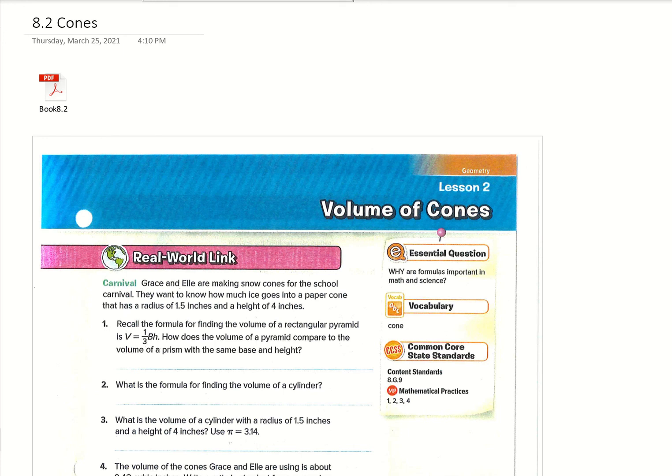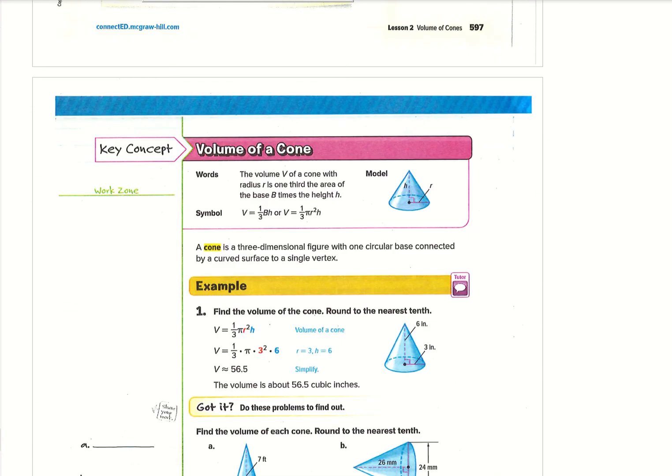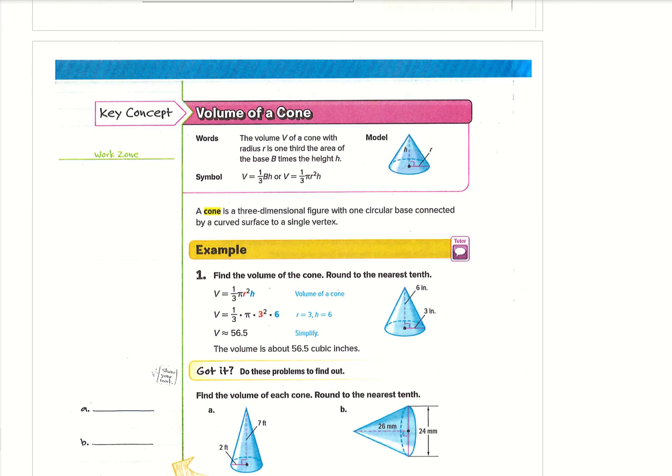What's up, Math 8? Today we are going to do the 8.2 video lesson, which is about cones. In 8.0 we did prisms, rectangular prisms and cubes. In 8.1 we did cylinders, and today's cones. All right, so we're just going to jump into it. Just a heads up, this is on page 598 if you're following along in the book.